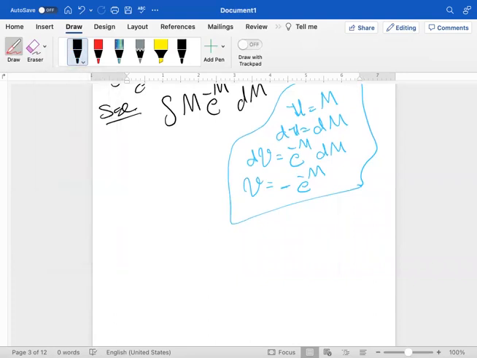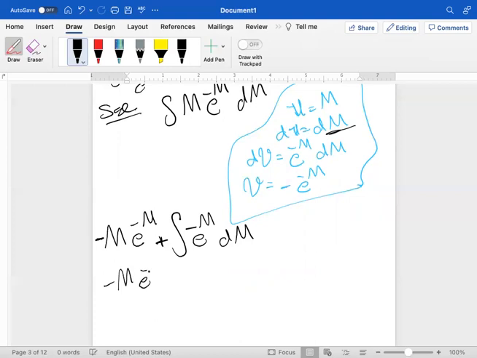u times v, minus integral of v. Well, v is negative, so with this negative it becomes positive, e to the minus m, and du is simply equal to dm here. And this one is going to stay. And the integral of e to the minus m is simply minus e to the minus m plus c. And that's the final answer.